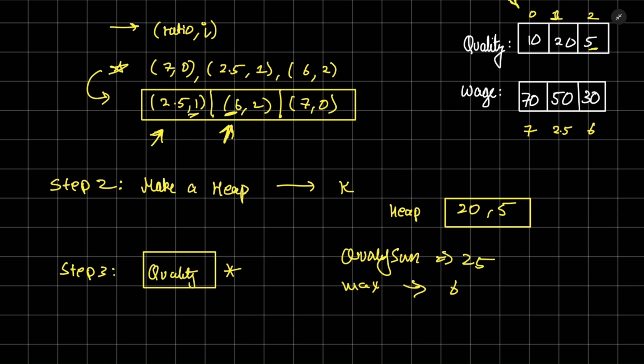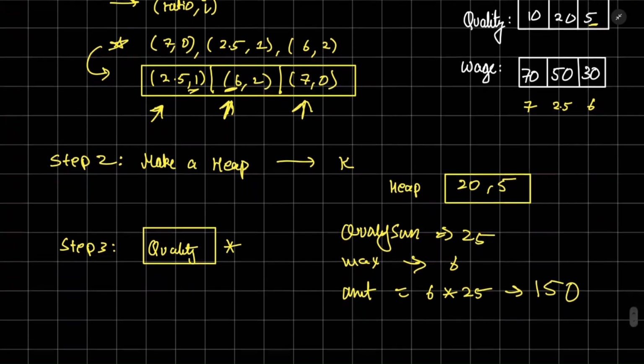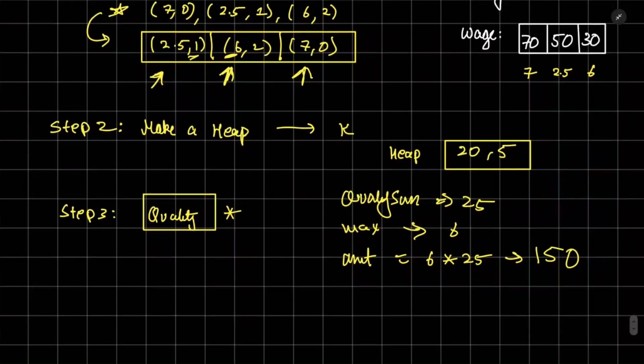Okay. So right now, our result or the amount to be paid to the workers would be 6 multiplied by 25. That would be 150. But we saw in the example, this is not the minimum sum. And if we look closely, we have this entry left. So how we are going to proceed is, we will traverse the remaining array right now.